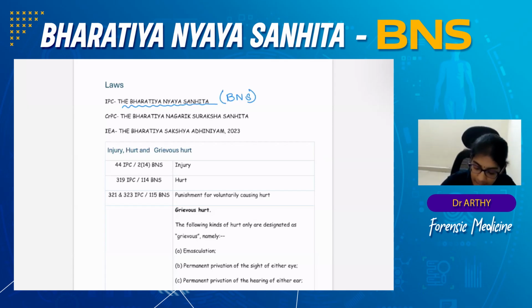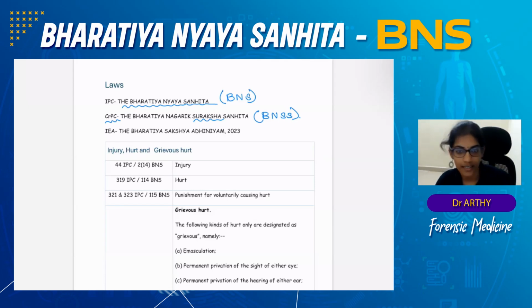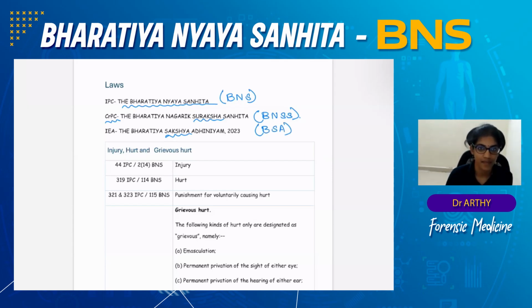The next thing is CrPC has been replaced by Bharatiya Nagarik Suraksha Sanhita. So the word Suraksha comes here. Nyaya means justice. Then the Indian Evidence Act. Evidence means Sakshya, so they replaced it with BSA. So these are the changes that they have brought in.